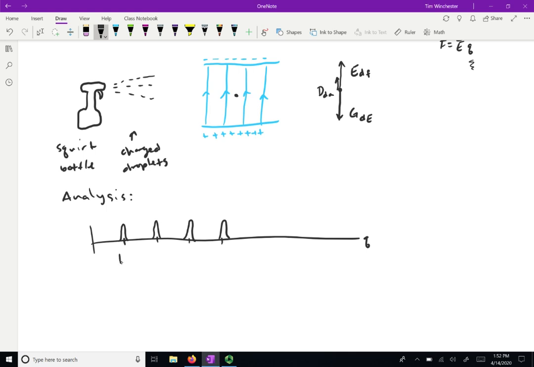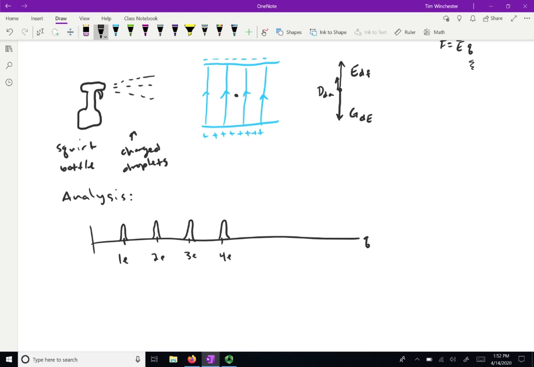So this is 1 electron's worth of charge. And this one is 2 electrons, and this is 3 electrons, and this is 4 electrons. But you never have half an electron. You never have 0.7 electrons. It's always some integer multiple.